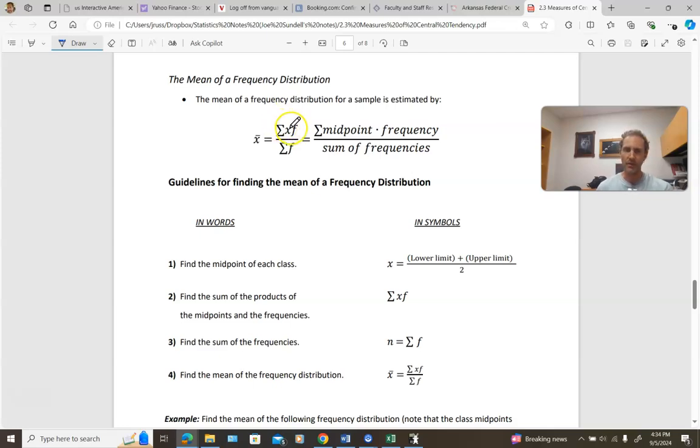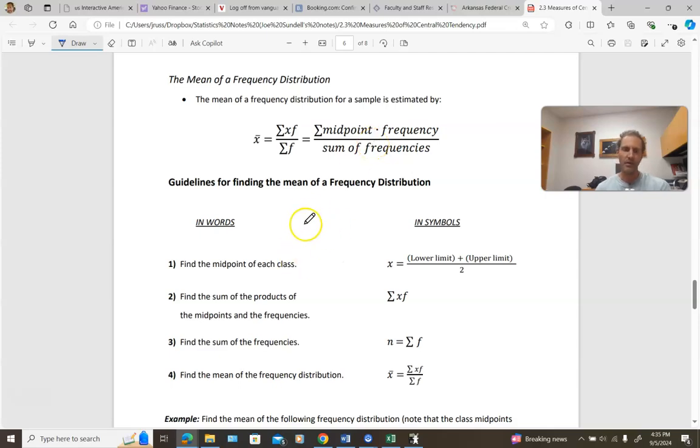You've got the sum of the products. The products in this case are going to be comprised of a midpoint and a frequency. The midpoint comes from that particular class, and the frequency will be the number of data values that are in that class. So this is really the same thing, guys. It's the data value times its respective weight, and then your denominator is going to be the sum of those frequencies.